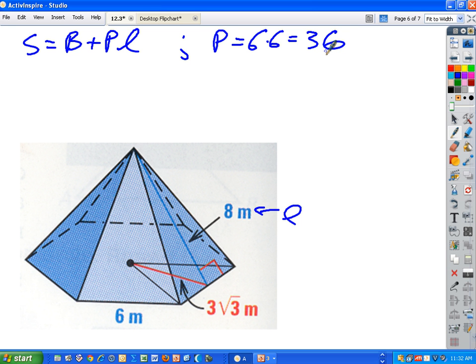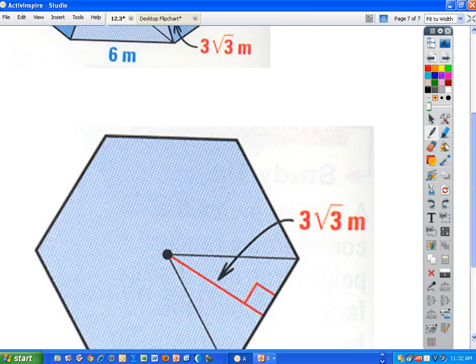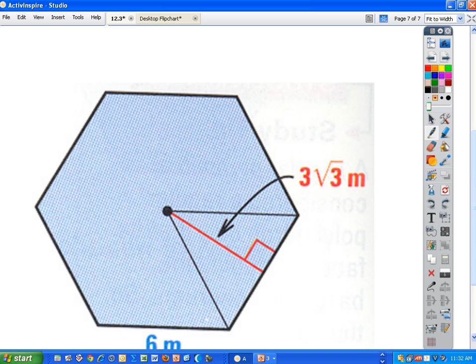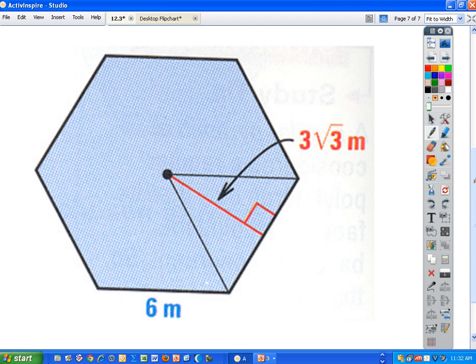Okay, good. What about the base area? That's a little trickier. I've got to find the area of a regular hexagon. Okay, we can do that, but it is a little trickier. So there's the hexagon, right? I know it's 6 meters on a side. Okay, how am I going to get this? Well, they threw something in there that we don't necessarily know right away. If it's 6 meters on a side, there's a couple ways you can do this.